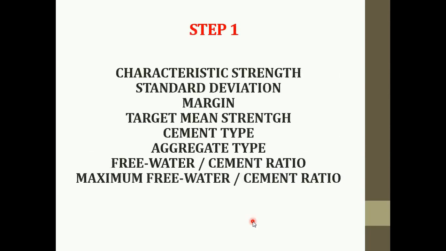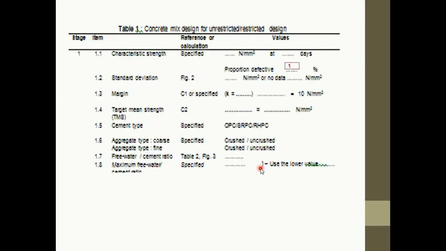The first step will deal with the strength, standard deviation, and margin, and then you need to find the target mean strength and also the free water cement ratio. So stage 1, the first one is the characteristic strength. What is your characteristic strength? We are going to propose 35 megapascal at 28 days, and the proportion defective given here is 1%.